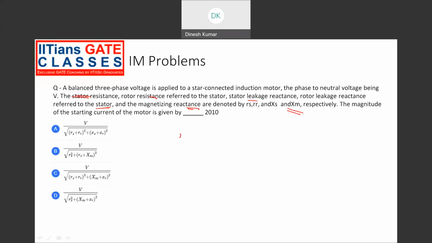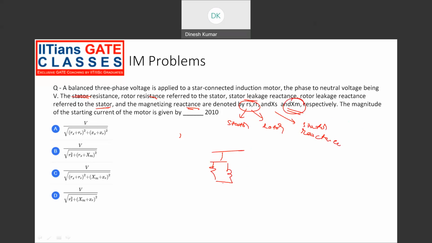The question order was something wrong. Okay, so what they are saying is RS is the stator resistance, RR is the rotor resistance, referred to the primary side, the stator side. XS is the stator reactance. XM is the magnetizing reactance. There is one more. Let me draw the circuit, then it will be clear.